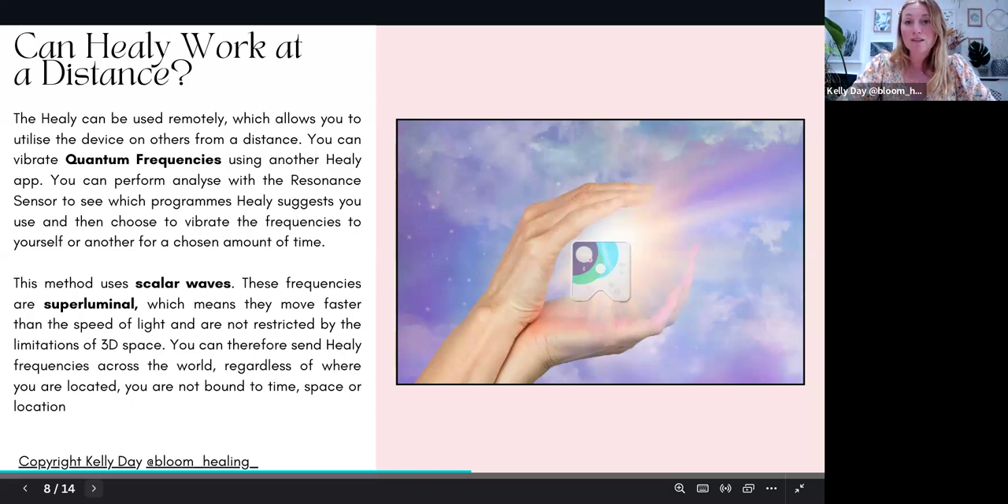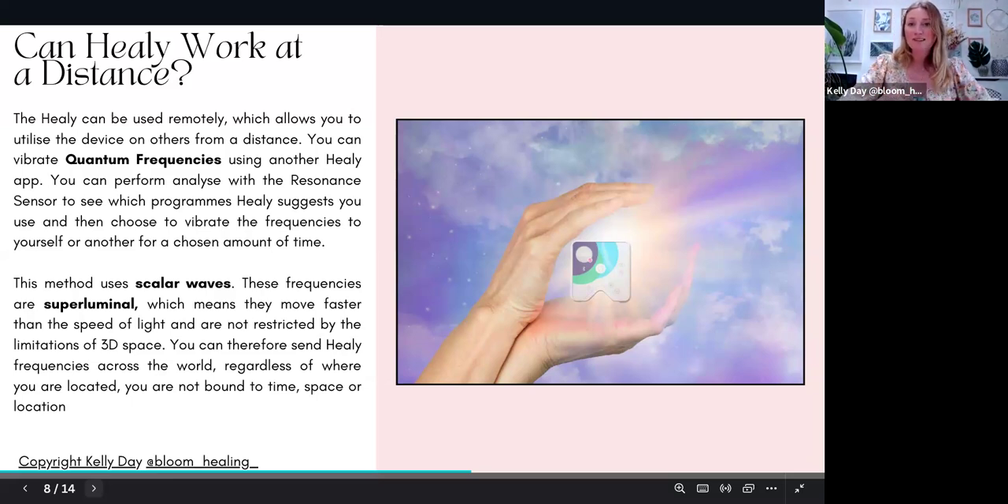So it's like a distance healing, really, as I kind of mentioned. Everybody's familiar with Reiki, and I guess now people are more understanding and accepting of the fact that if somebody sends Reiki and they're not with you, you can still receive it. So yes, you can send these Healy frequencies across the world regardless of where you are located, and it's not bound by time, space, or location.